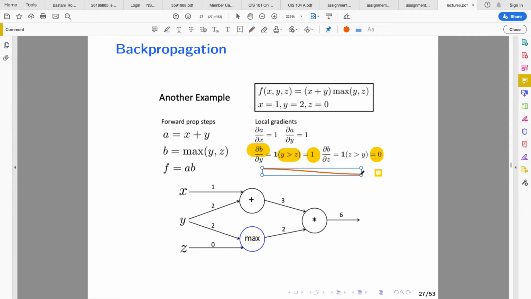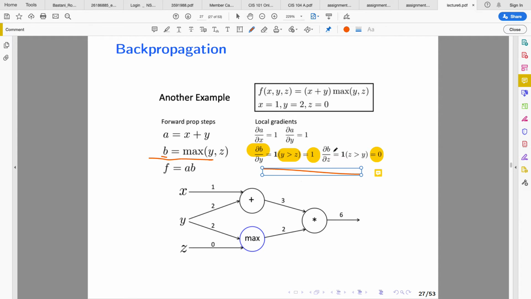This is a little bit tricky, so let's look at it. Now, we're doing a partial derivative of b with respect to y. We say this one gives us a 1. Well, it gives us a 1 if y is greater than z. Now, what is y? y is 2. What is z? z is 0. And 2 is greater than 0, so this gives us a 1. This is just an intrinsic mathematical operation of the max.